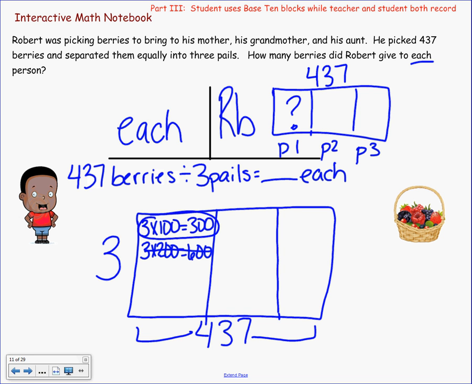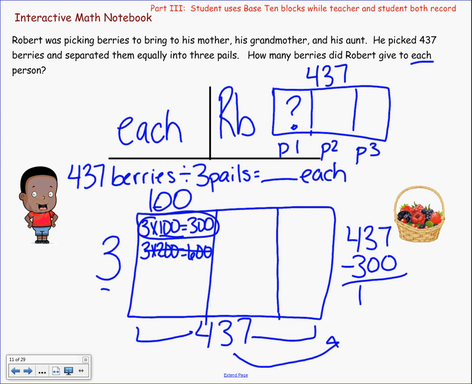I related it back to when we were doing partial products. We did the side number times the top number equals the area of that box. Well, the area of the box is 300. I have my 3, and so my 100 is what would go on top. That's how much we put in each group. And then I have my total of 300. I'm going to do my subtraction over here on the side so that I have room. So I started with 437. I'm subtracting what I've used so far, that's 300. That leaves me with 137.